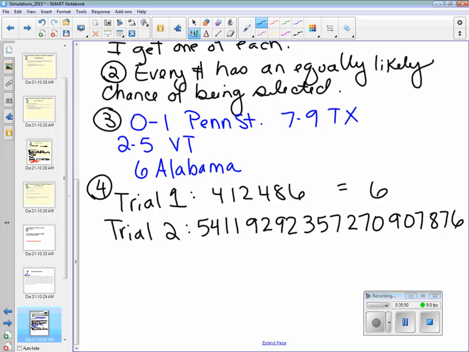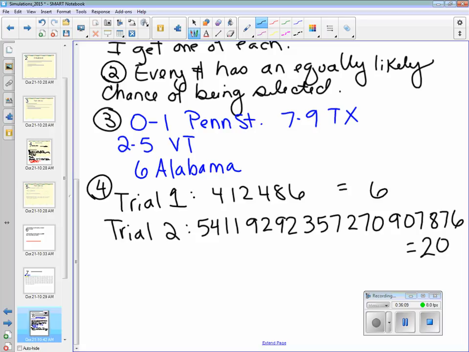How many digits is that? What's the outcome of trial 2? 20? That's a big difference, isn't it? That's okay. There's variation. There's going to be some variability amongst the trials. I expect that. How many trials should I do?